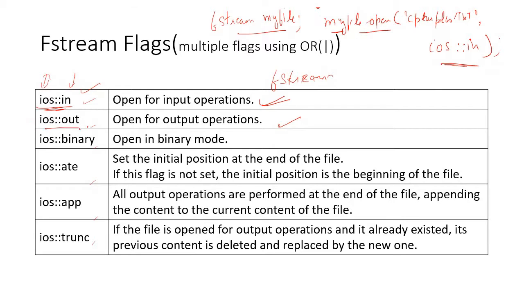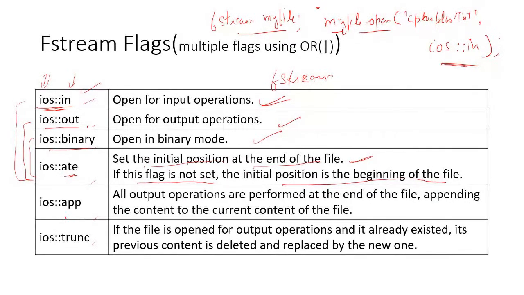ios::binary is for opening the file in binary mode. ios::ate is to set the initial position at the end of the file, because I wanted to write to that file, so I should be going to the end of the file. If the flag is not set, the initial position is at the beginning. So if I'm trying to open a file for input operation, I'm going to utilize this combination, or this combination, or this combination, depending upon what is required.